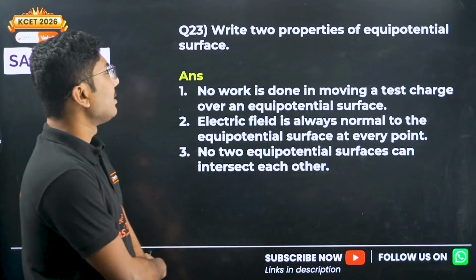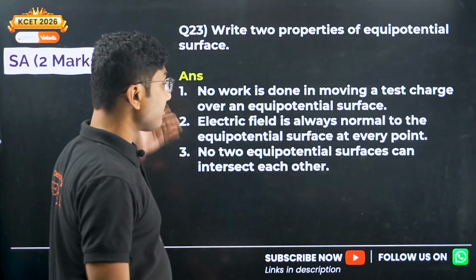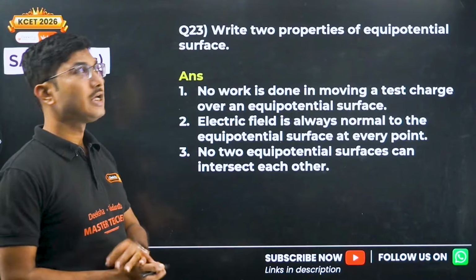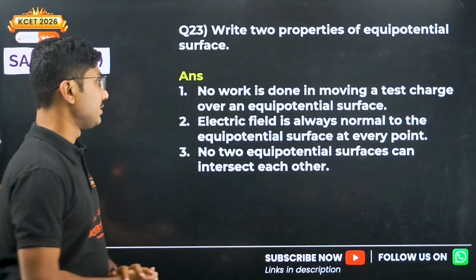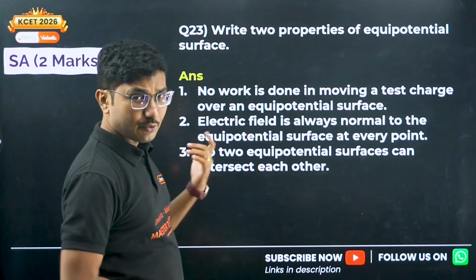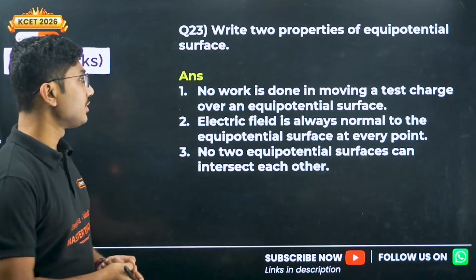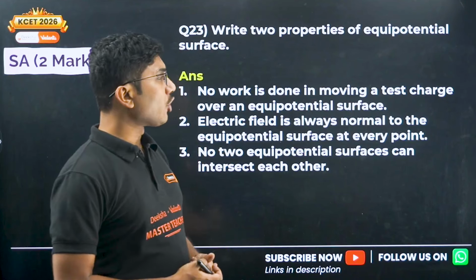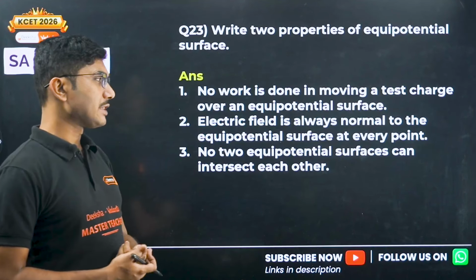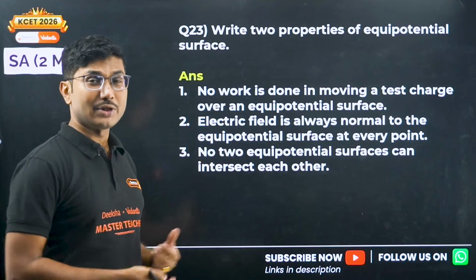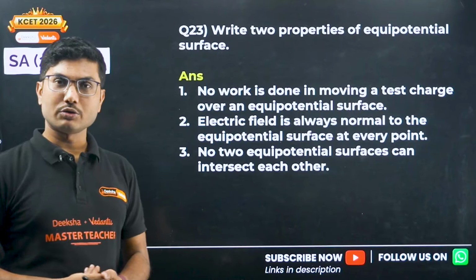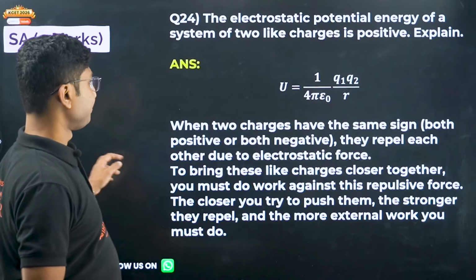Next, write 2 properties of an equipotential surface. Now this question can come as a 3 marker question as well. So in a 3 marker you have to write 3 properties, in a 2 marker you have to write 2 properties. No work is done in moving a test charge over an equipotential surface. So the work done to move a test charge on an equipotential surface is 0. Electric field is always normal to the equipotential surface at every point. No 2 equipotential surfaces can intersect each other. This is similar to the electric field: no 2 electric field lines can intersect each other. Similarly, equipotential surfaces also cannot intersect each other.